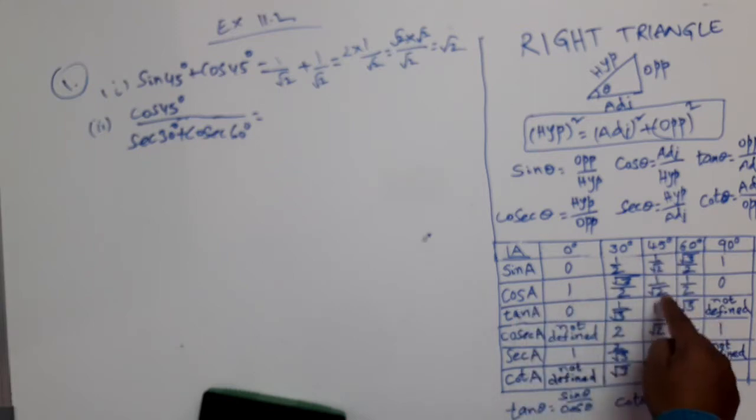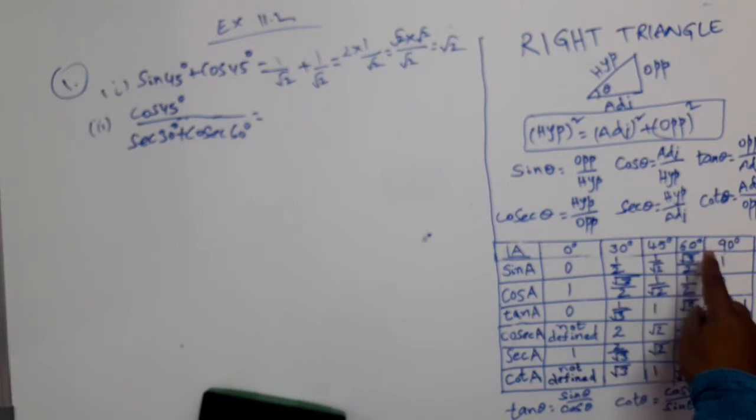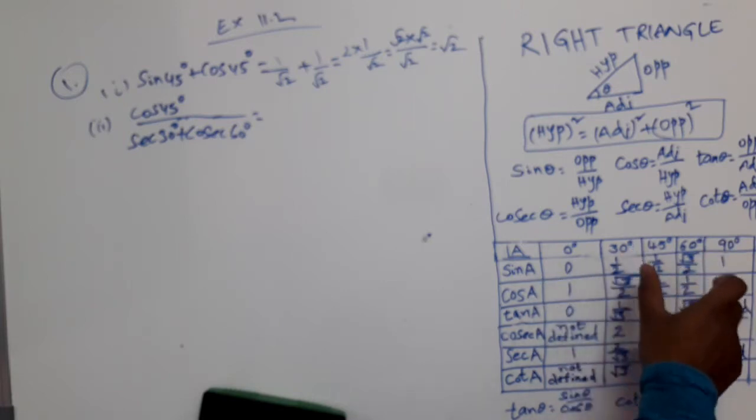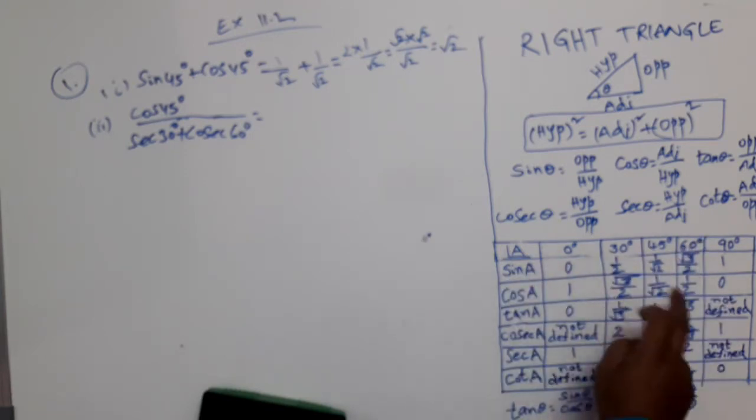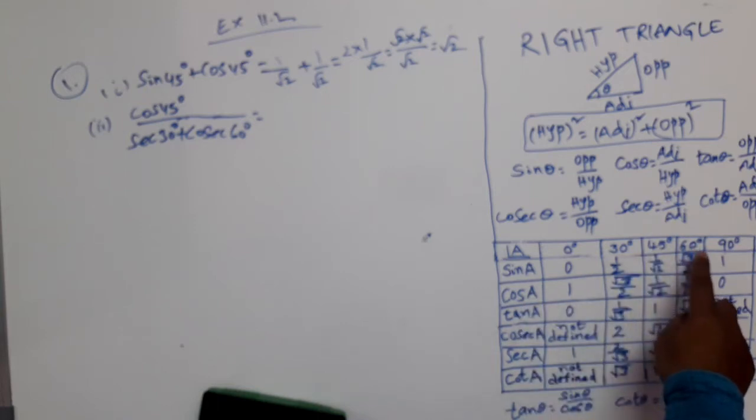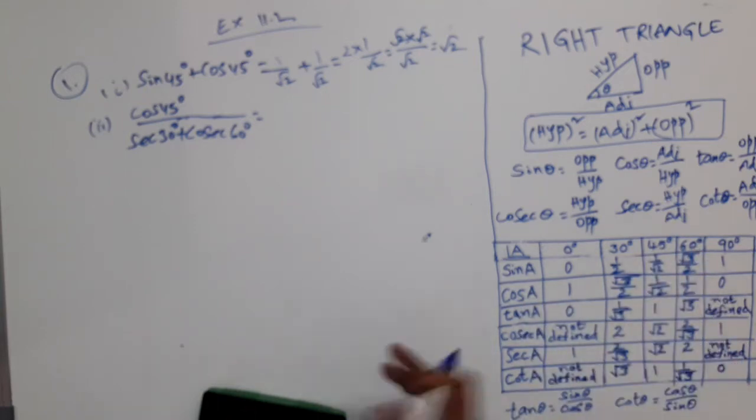Cos 45 degrees and sin 45 degrees are the same, 1 by root 2. Cos 60 degrees will be the same as sin 30 degrees, because I am writing in reverse order now. Cos 60 is equal to sin 30. Sin 30 I already have remembered, that is 1 by 2. So cos 60 degrees is also 1 by 2.